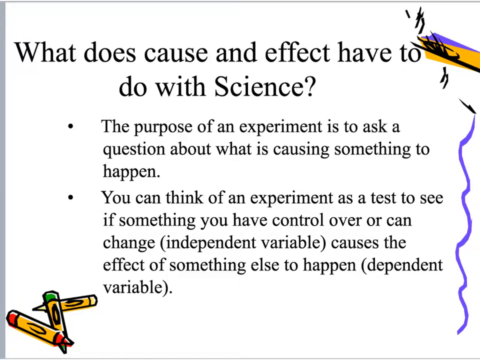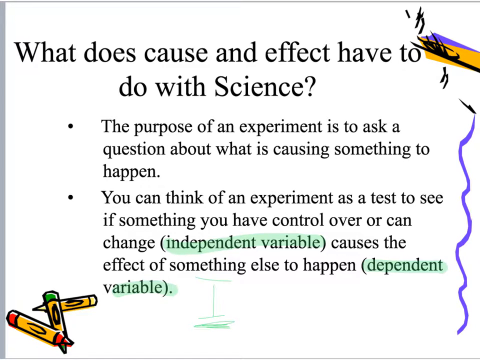In science, there's two main variables. There's the independent variable, and then there's the dependent variable. The independent variable is the variable that I like to think about as being the variable that I independently have control over, or I independently can change or manipulate as the scientist.